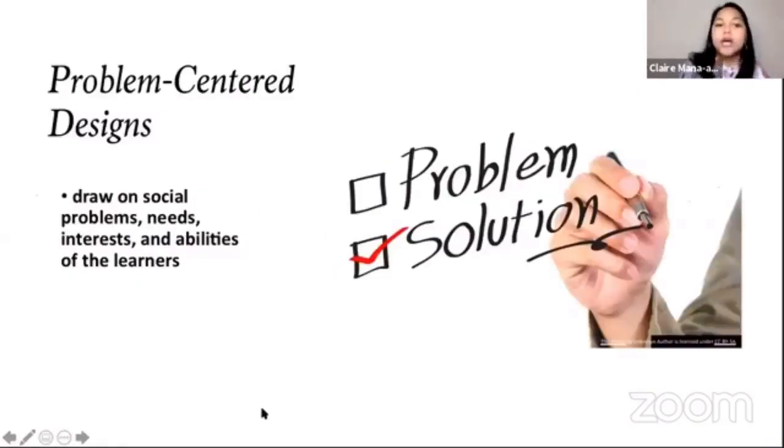And the last type that we have here for your curriculum designs would be your problem-centered design. Sabi naman ng problem-centered design mo, from the term itself, this draws on social problems, the needs, interests, and abilities of the learners. Ano ba yung kinakaharap na problema ng iyong estudyante? Ano yung mga problemang kailangan mong i-address? Ano yung mga solusyong kailangan mong gawin or kailangan mong marahil ay hanapin pa para ma-address itong, ma-solve itong kanilang mga problema. Okay, that's your problem-centered design.